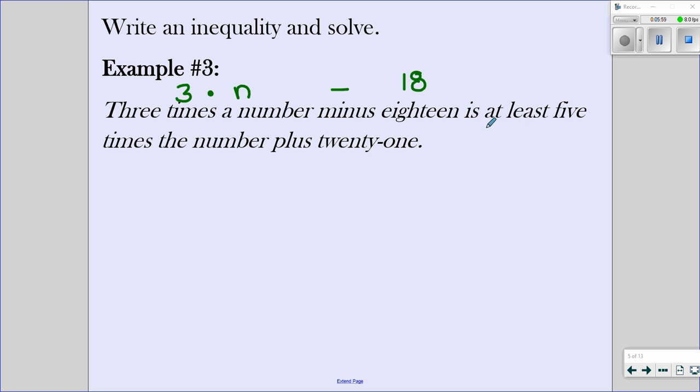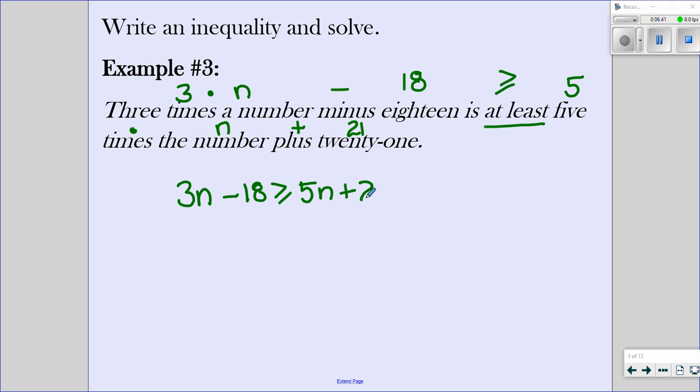is at least. Remember when we did at least, at most? So that means if you have at least 5 dogs, that means you are starting with 5, and then you can go up and get more. So that means it will be greater than or equal to. And at least 5 times the number, since we used n, we're going to use n again, plus 21. Okay, so now we're going to put this all together. So 3n, 3 times n, minus 18 is greater than or equal to 5 times n plus 21.